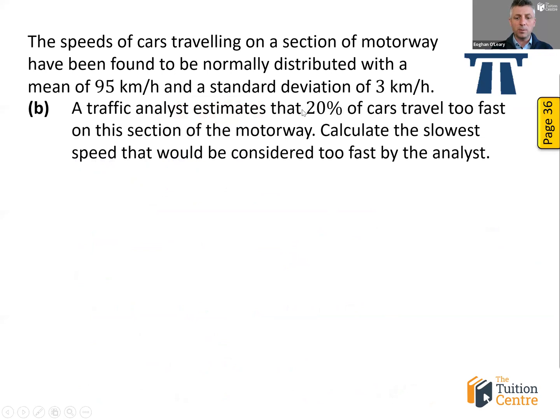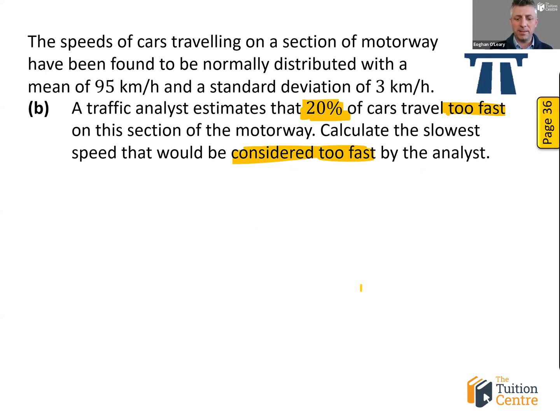Now, we're on to part B. A traffic analyst estimates that 20% of the cars travel too fast on this section of motorway. Calculate the slowest speed that would be considered too fast. So, it's considered too fast by this traffic analyst. We don't need to get into the whys and the maybes of whether this person is right or wrong, we're just going to calculate it.